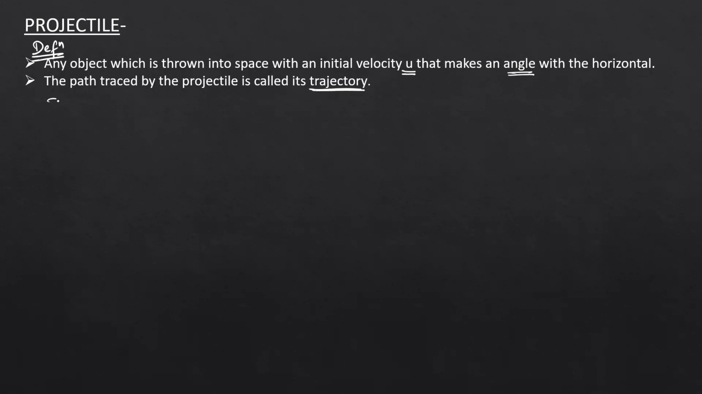It can be proved that the trajectory, the path that the projectile is going to trace, will be parabolic. Will be what? It will be parabolic. We can prove this. We'll take up the proof in the next section, but let us first get into the analysis of what we have to do in a projectile motion.